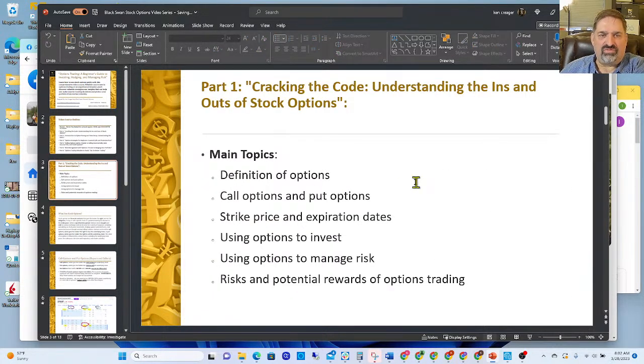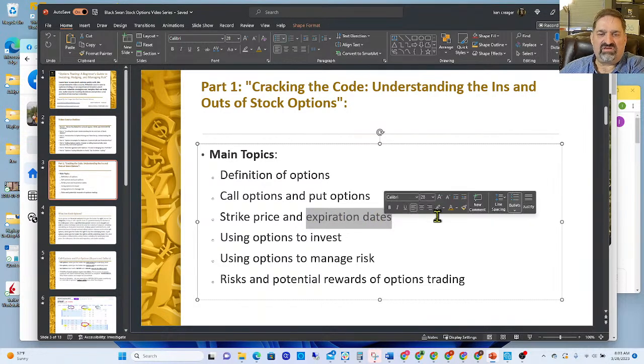So, cracking the code. What are stock options? I'm going to go into a little bit of a definition. You'll hear about a thing called a call option and a put option. There are basically two kinds of options, calls and puts. There's a thing called a strike price. Options are a contract, and they have an expiration date.